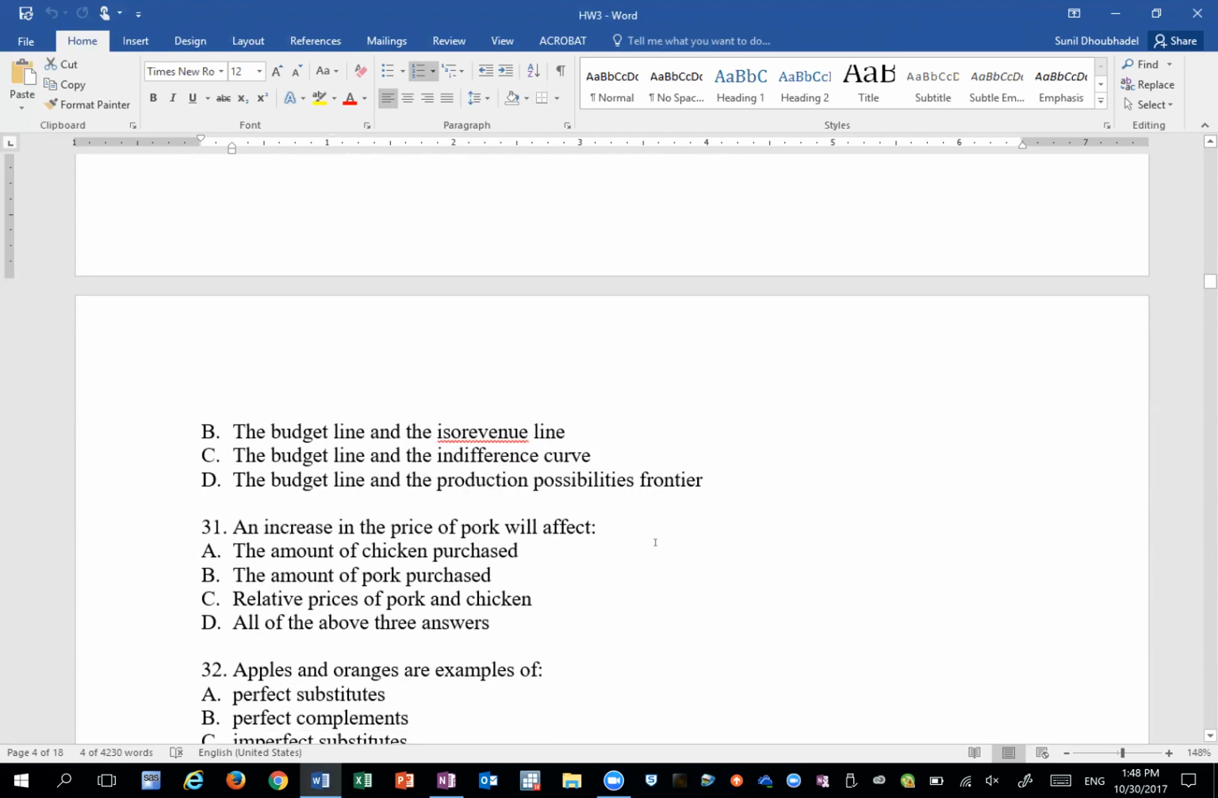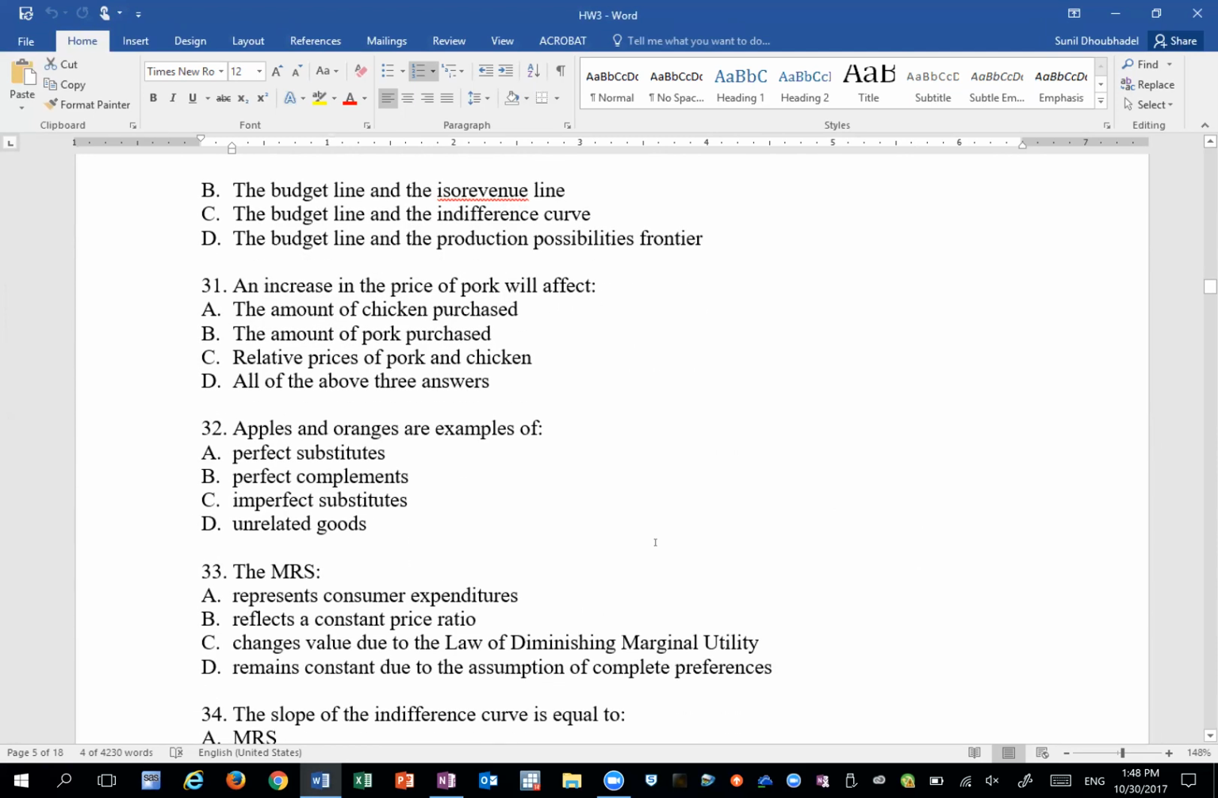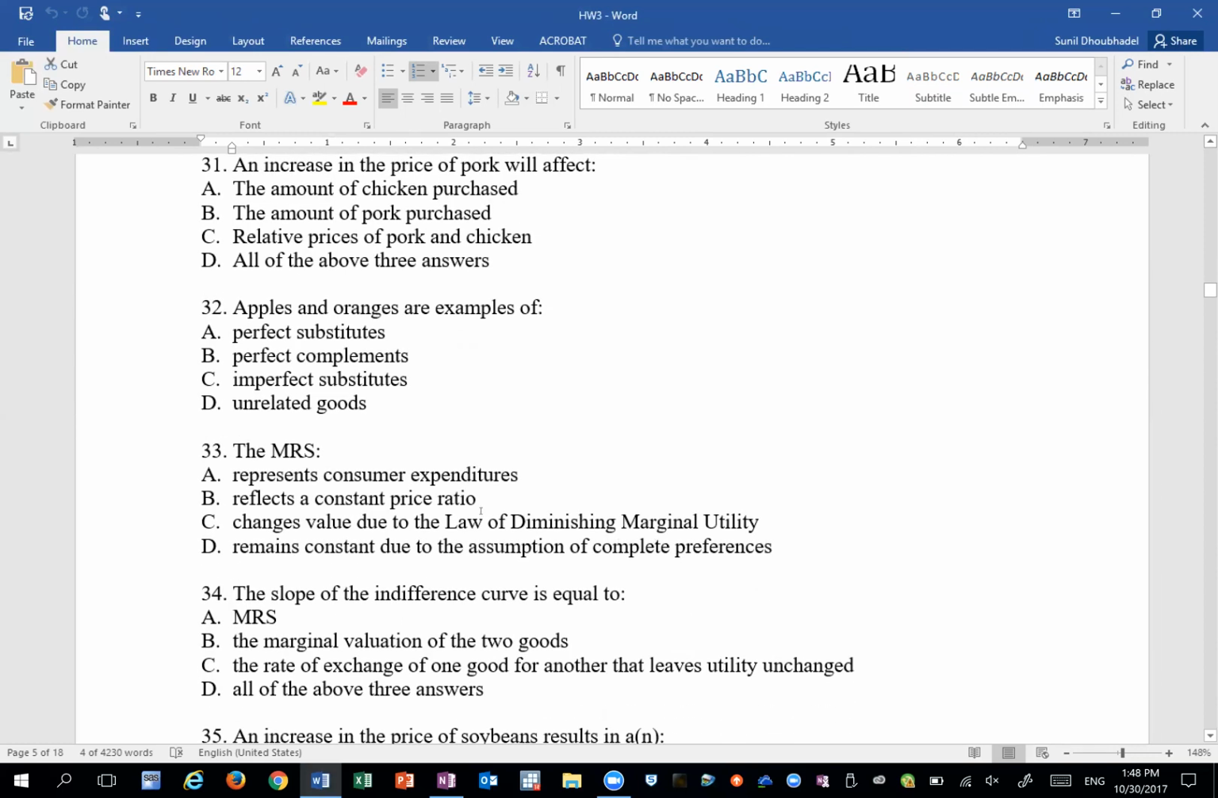So again, because this concept of MRS is very important, let's look at MRS again. The MRS represents consumer expenditure, reflects a constant price ratio, changes value due to the law of diminishing marginal utility, remains constant due to the assumption of complete preferences. Changes value due to the law of diminishing marginal utility.